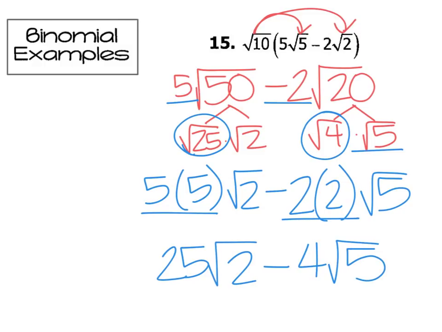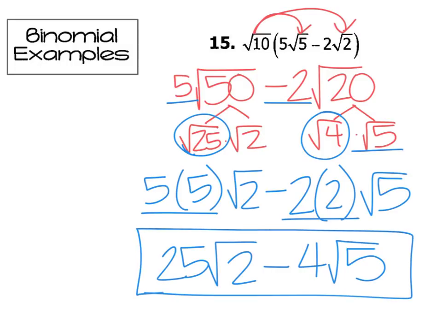And we cannot combine these terms because they do not have the same radicand. We can't, even though we've got coefficients in front, it's not the same radicand. Rad 2 is not the same as rad 5. So they are not like terms and we cannot combine them. We cannot subtract. So we are done, and this is our final answer. It has to be as simplified as possible, so that's why we had to break it down.